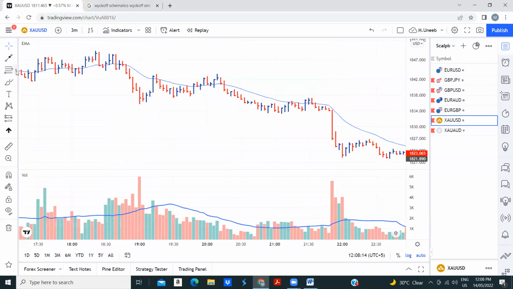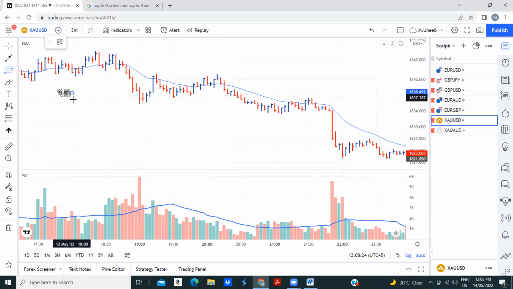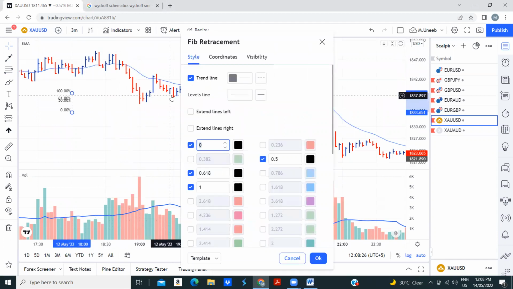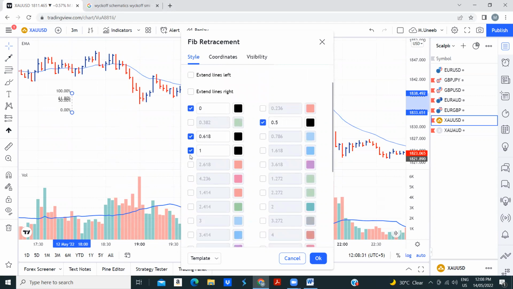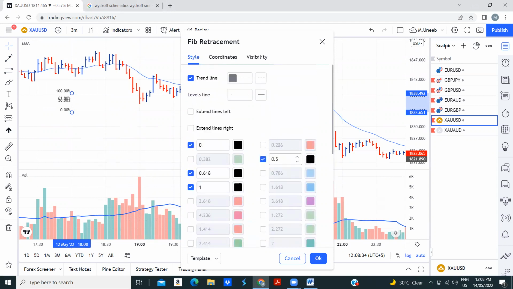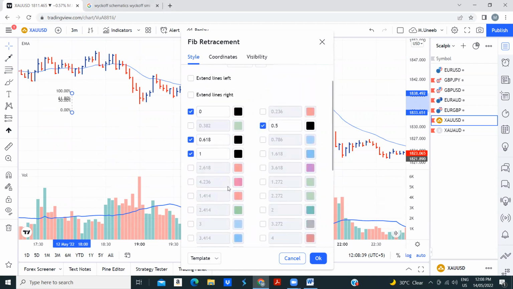If you go to this tool here, you will see trend-based Fibonacci and Fibonacci retracement, Fib retracement. You click it. Now go to settings. In the settings, you will only enable 0, 61.8, 1, and 50. Only these features. The rest you will all disable. Got it? Only 0, 0.618, 1, and 0.5. Only these 4 you have to remember.